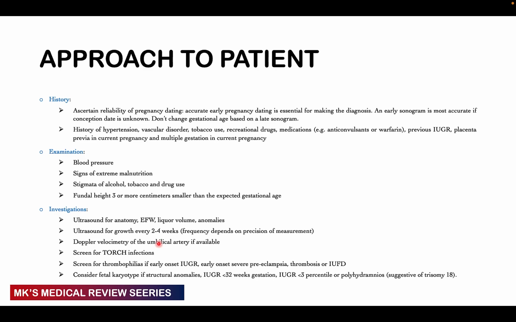And remember that an early ultrasound is the most accurate way of dating a pregnancy. So don't change the gestational age based on a late scan that you did, because the late scan can even be off by as much as 1 month. So you also want to get a history of hypertension, vascular disorders, tobacco use, recreational drugs, medications like anticonvulsants or warfarin, previous intrauterine growth restriction, placenta previa in the current pregnancy, and multiple gestations in the current pregnancy.